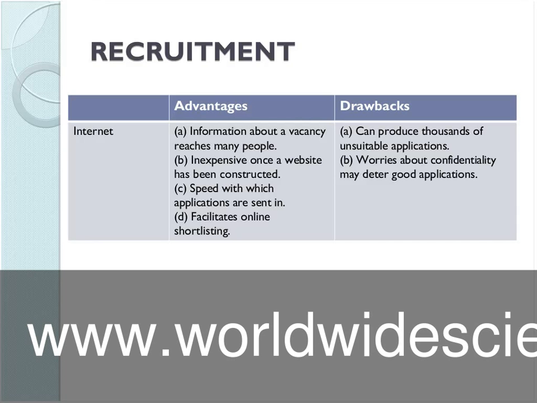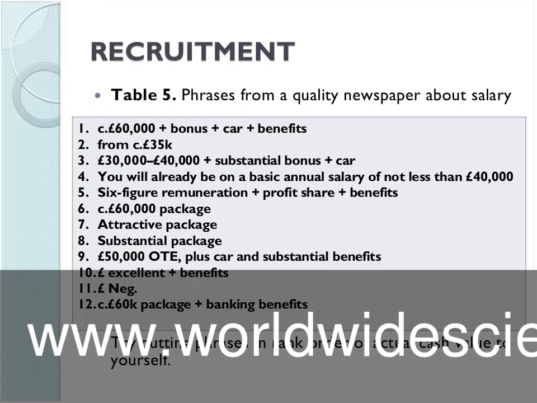So in table 5, you can see phrases from a quality newspaper about the salary. We have 12 types of salary, and here is the question: try putting the phrases in rank order of actual cash value to yourself. Here the figures are counted in francs. So actually it doesn't matter. It could be US dollars or euros or something else.